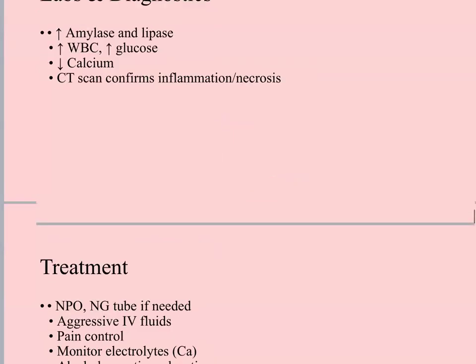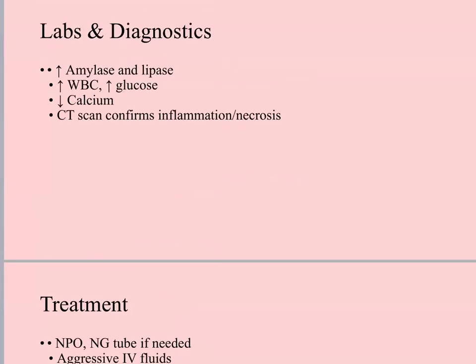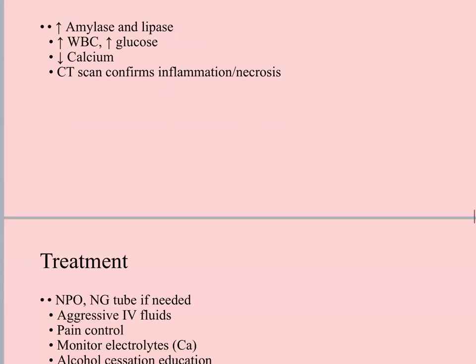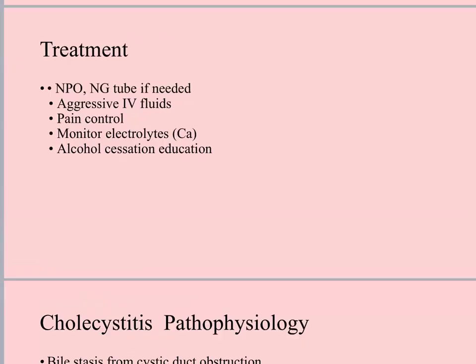Amylase and lipase will be elevated. White blood cells and glucose will be elevated. Calcium will be low, and a CT scan will show the inflammation and necrosis. So the treatment is being nothing by mouth. They might need an NG tube if their stomach needs to be decompressed by removing gastric secretions, and that would reduce the nausea and vomiting.